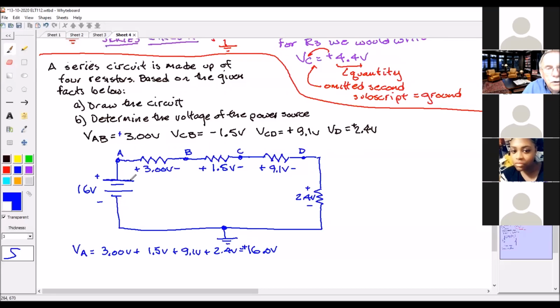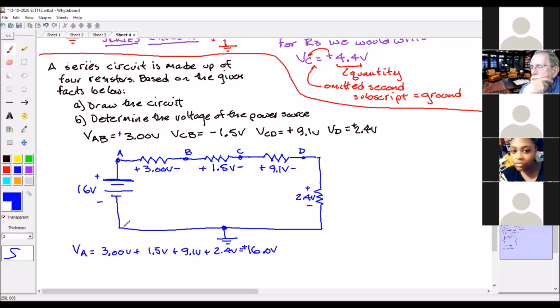Now, putting the plus in over here is redundant because we said way back when that with the battery symbol, the long lead is the plus end and the short lead is the minus end. Since I figured out this is plus 16, I need to put the battery in so the long end is at the top and the short end is at the bottom. The long end is at the plus end, which was point A, and the short end is the ground end. Questions on any of that, on how I got to there?